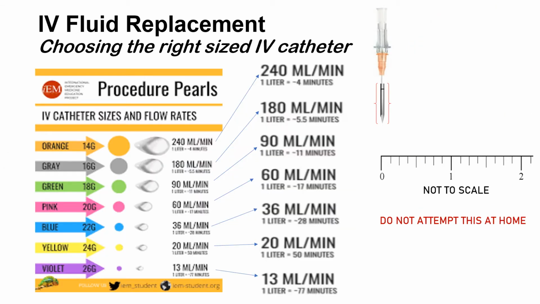This chart is from the Emergency Medicine Education Project. It illustrates the different size catheters and the flow rates of each. The size of an IV catheter is representative of the quantity of steel needles side by side within 1 inch of space. So, for example, in the case of a 14-gauge IV catheter, 14 14-gauge needles would fit side by side in 1 inch of space.